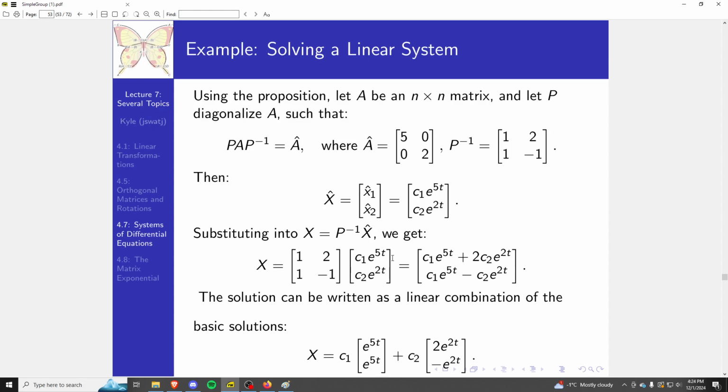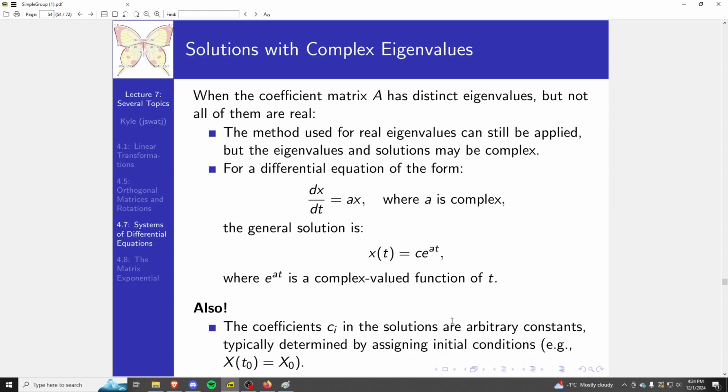And so this can be written as a linear combination of basic solutions, C1 and C2. And when the coefficient matrix has distinct eigenvalues, but not all of them are real, the method can still be applied. The only difference is that we'll have a complex valued function as part of the solution. Also, the coefficients in the solution are arbitrary constants that are usually determined by initial conditions.